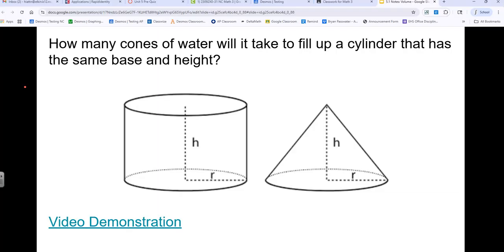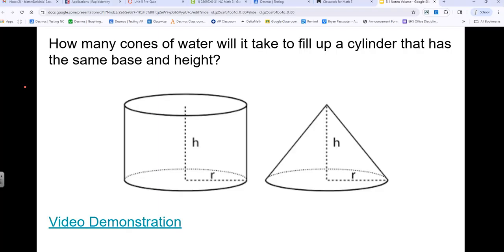So my question to you is, if I fill this cone up with water and I pour it into the cylinder, how many times am I going to have to fill up this cone to fill up the cylinder? Are they the same volume? Is it going to be 1? Is it going to be 2? Is it going to be 3? Is it going to be somewhere in between?